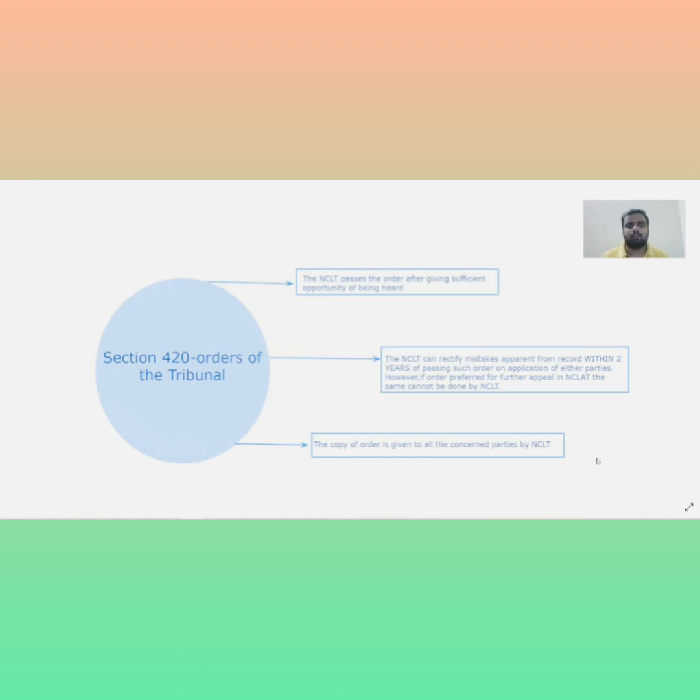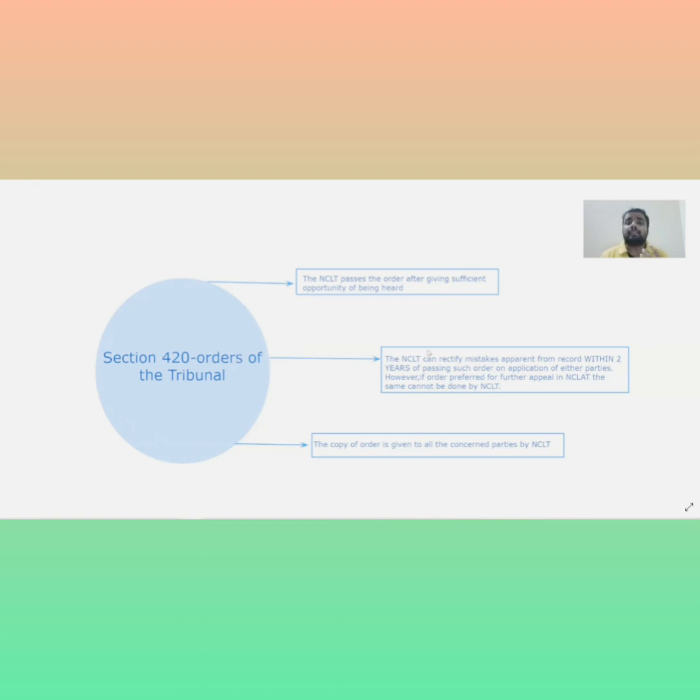Section 420, Orders of the Tribunal. Now, this is a very small section divided into three parts. The first one says that the NCLT will pass an order after giving a reasonable opportunity of being heard. What is a sufficient or reasonable opportunity of being heard? It is when you give the parties involved in the case an opportunity to present their case in front of the tribunal, and accordingly, looking at the facts, the NCLT will pass the order.